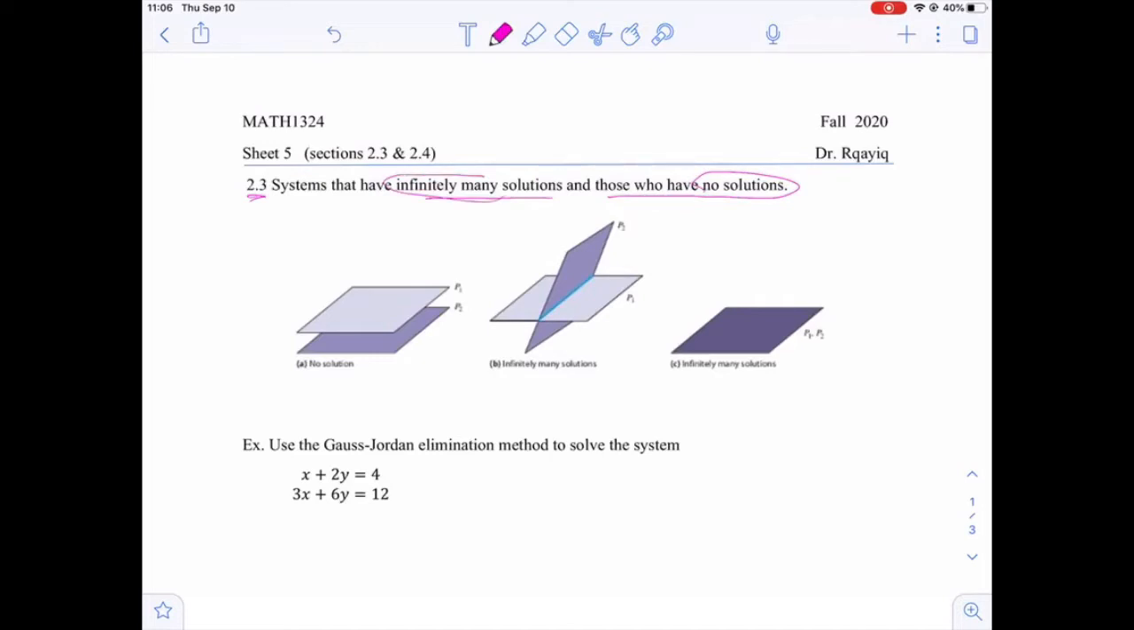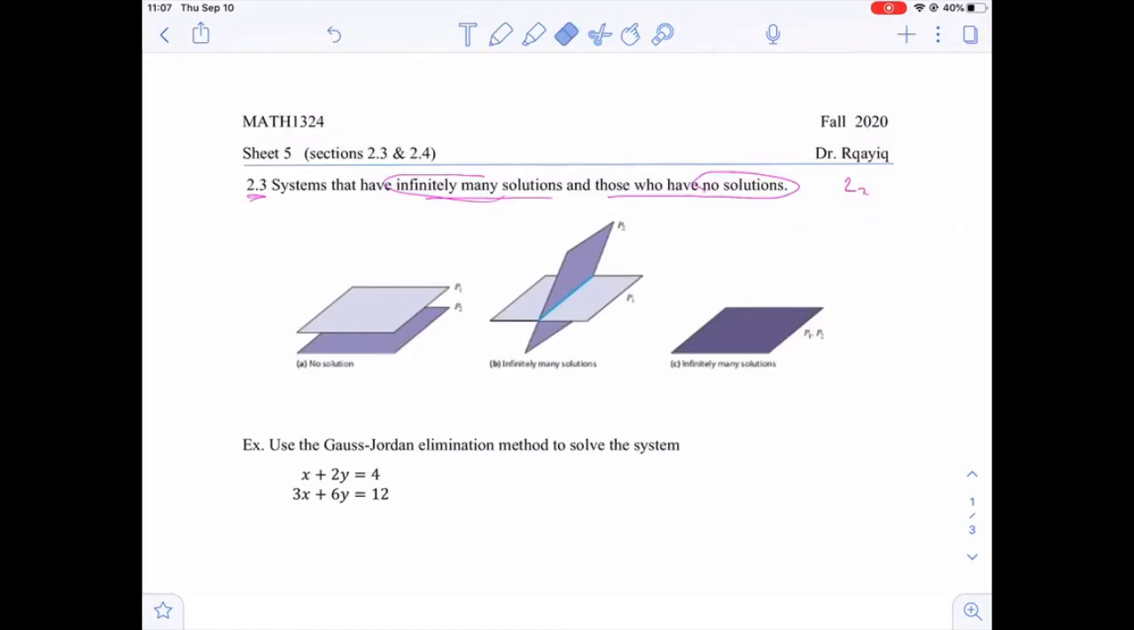Since we are talking about systems, we expect that we deal with planes and lines. Lines when we have two-dimensional problems. If the system includes two variables, x and y, then when we graph them we get lines. So here we have, for example, no solution if this is L1, L2, and if they coincide, then we have infinitely many solutions.